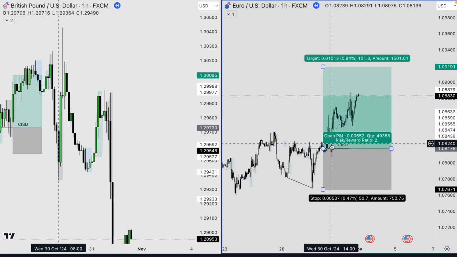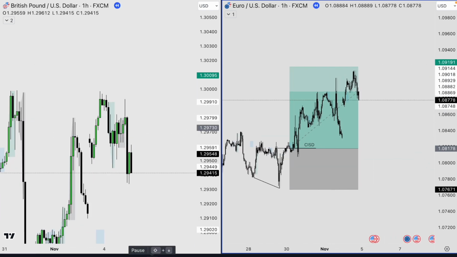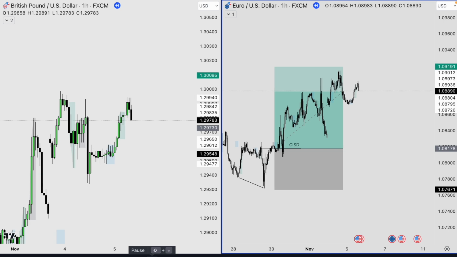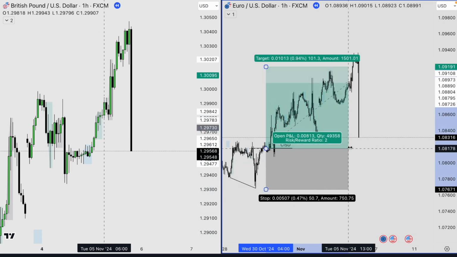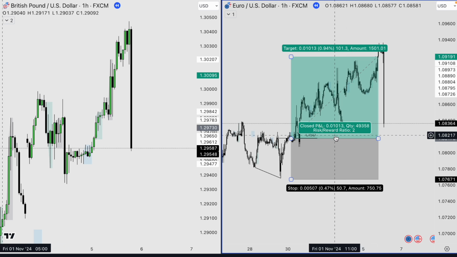We have another retest of the order block, and price action starts running up, and we get taken out. Price action takes out our position for a 2-to-1 gain.